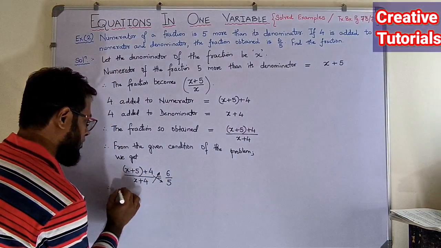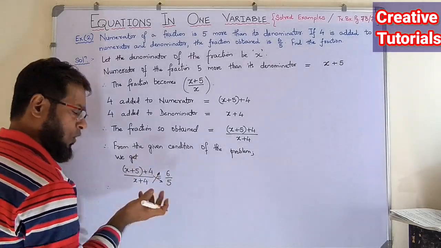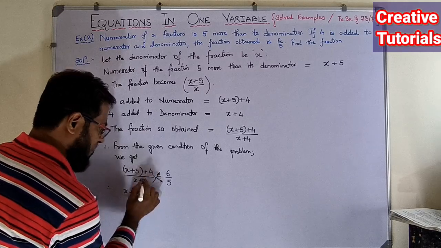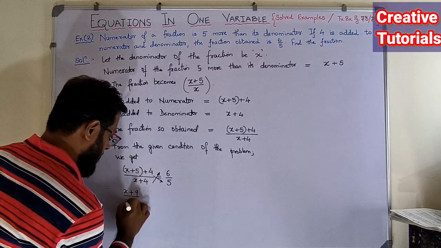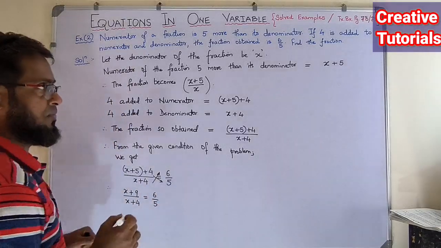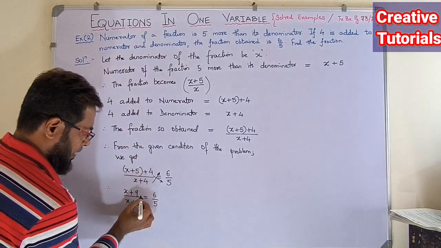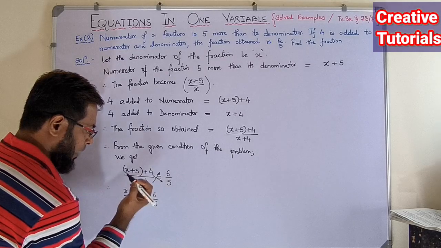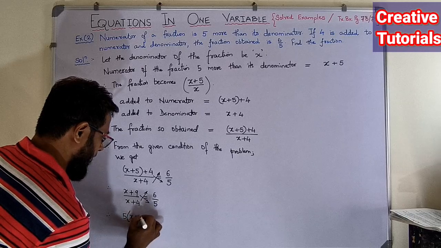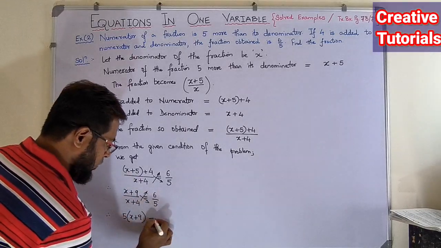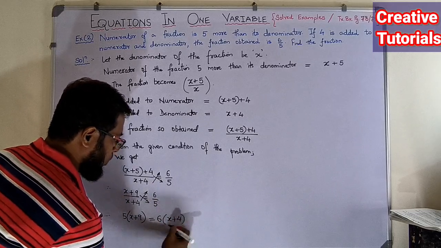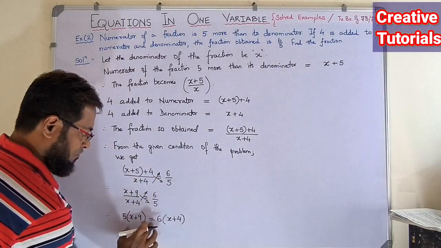But before doing that, we can simplify this bracket. So x plus 5 plus 4 is x plus 9 upon x plus 4, which is equal to 6 upon 5. Now you can multiply this and this, and this and this. Therefore, we get 5 multiplied by x plus 9 is equal to 6 multiplied by x plus 4. Multiplying these two now, we will equate it.